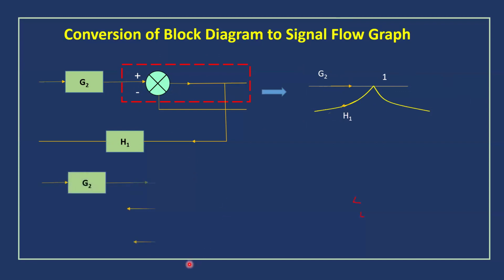And next, I have given one part of block diagram which consists of two takeoff points nearby each other. So here this is the first takeoff point and this is the second takeoff point. They are nearby each other. In between no block is there. So we can combine these two takeoff points and represent that as a single node like this. From the single node, this is the first takeoff point output and this is the second takeoff point output. So like this, we have to convert the block diagram to signal flow graph.